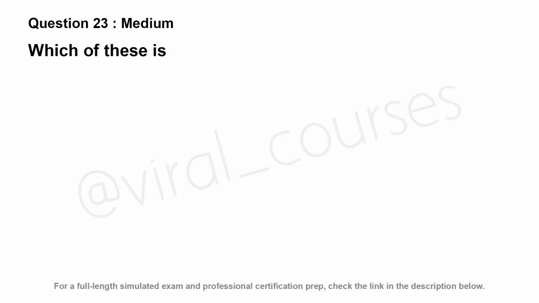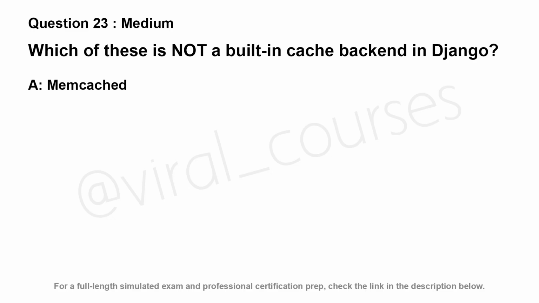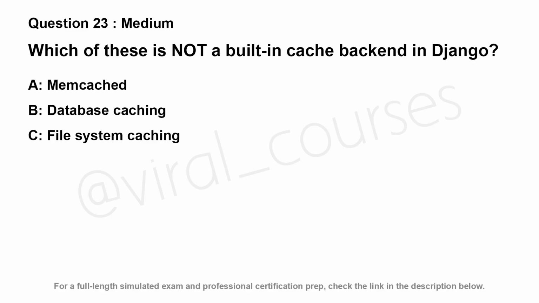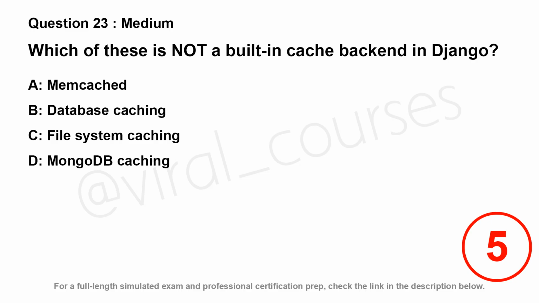Which of these is not a built-in cache backend in Django? Option A. Memcached. Option B. Database caching. Option C. File system caching. Option D. MongoDB caching.